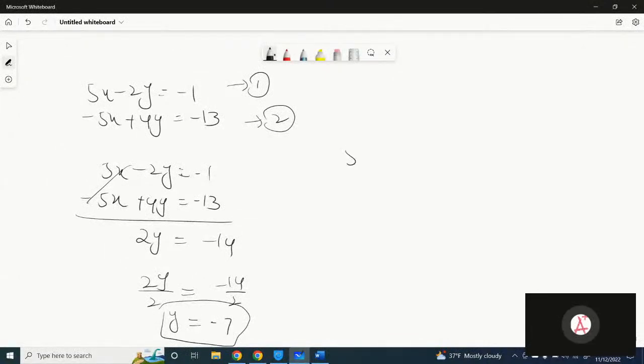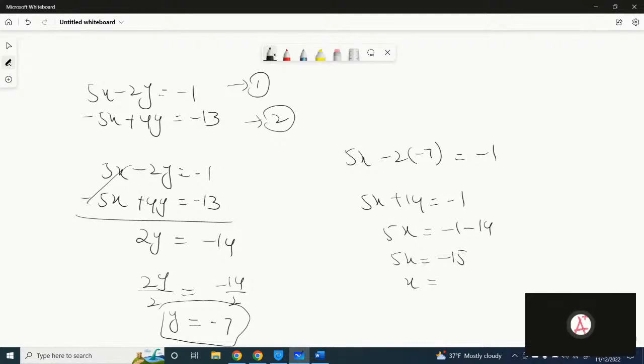So it would be 5x minus 2 times negative 7 minus 1. It would be 5x, negative 7 times negative 2 is positive 14, equals negative 1. Move that positive 14 to the other side, so it would be negative 5x equals negative 15. Divide both sides by 5, then x equals negative 3. Got it? That means the solution of the equation is negative 3 and negative 7.